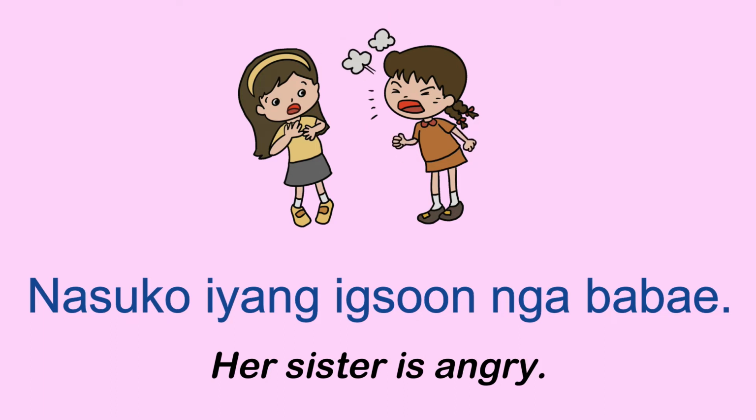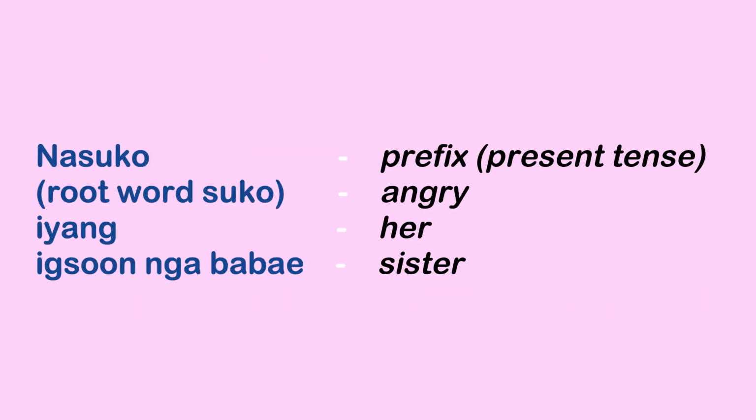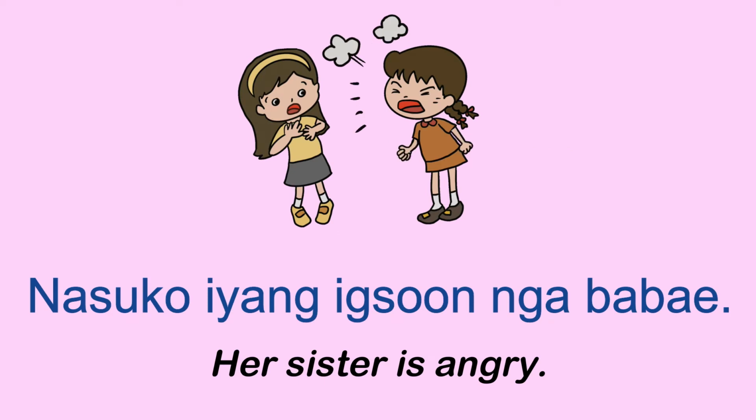Let's take a look at how that phrase is broken down. Nasuko comes from the root word suko, which means angry, and na is our prefix here, which means the action is in the present tense. Iyang is the word for her. Igsuon nga babae means sister. Her sister is angry. Nasuko iyang igsuon nga babae.